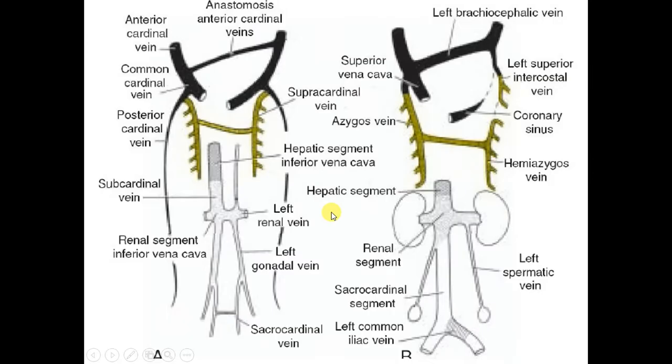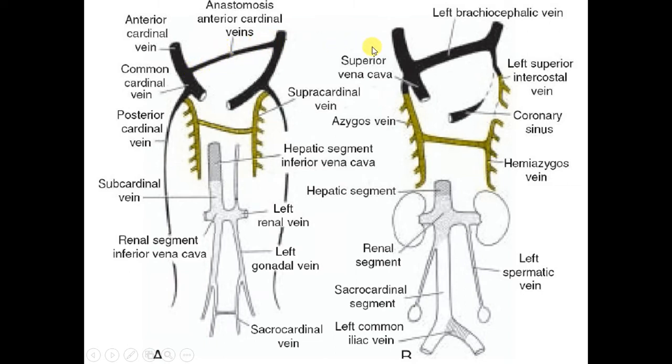Now we will confirm it on this diagram. This diagram is very useful in understanding the development of the venous system. In my opinion, students should learn this diagram and try to draw it over and over, so they have a complete understanding of the development of the venous system. Here we see the anterior cardinal veins of both sides, right and left, and here is the posterior cardinal vein. They join together to form the common cardinal vein. The anterior cardinal veins are joined together by an anastomosis.